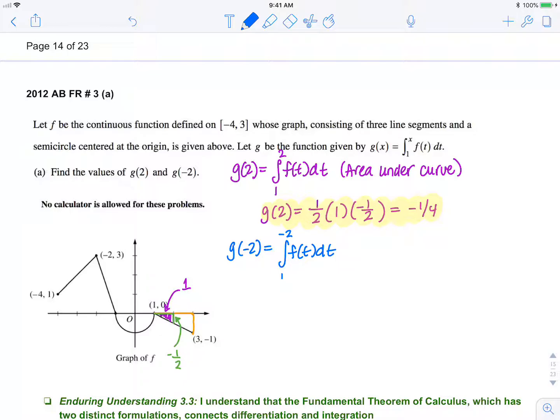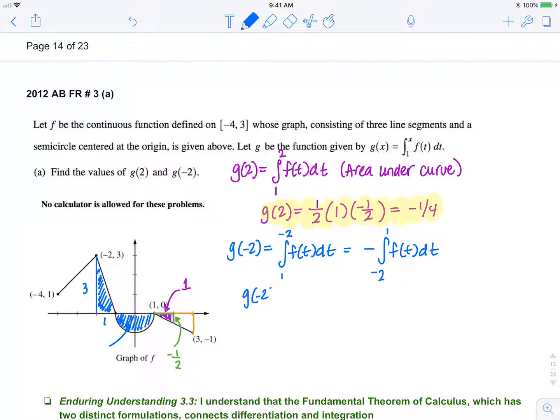But remember, when evaluating definite integrals, your lower limit needs to be less than your upper limit. So this becomes negative integral from negative 2 to 1 of f of t dt. So from negative 2 until 1, and here's negative 2 until negative 1, gives me this triangle with a base of 1 and a height of 3. And then from negative 1 to 1, it is a negative semicircle.